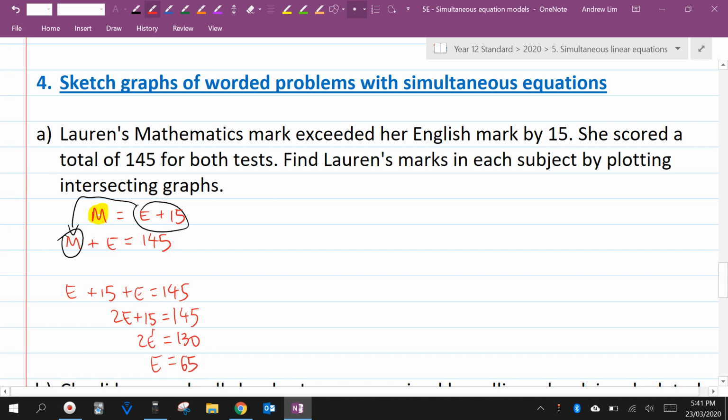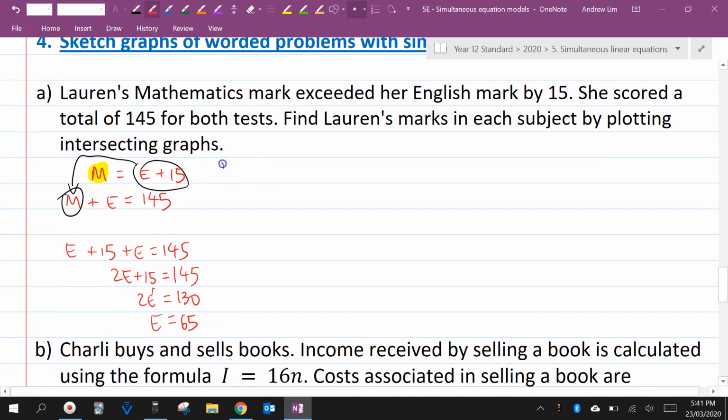So she got 65 for English. What did she get for maths? Well, maths is equal to whatever she got for English plus 15. 65 plus 15, 80. Okay, so now that we've done that, we can plot this on the graph.